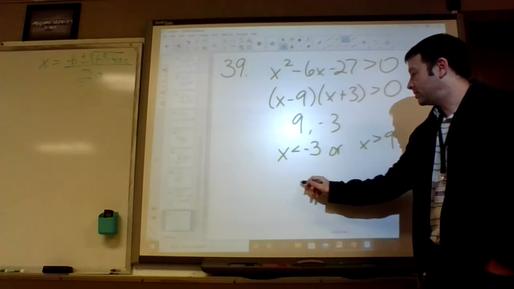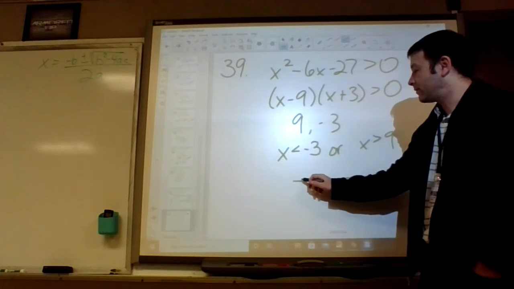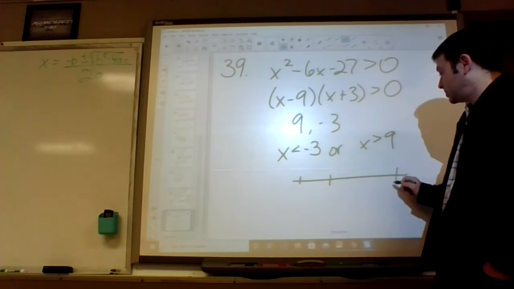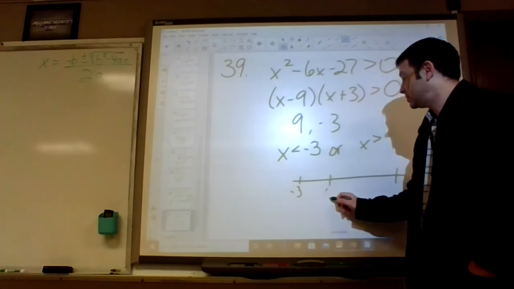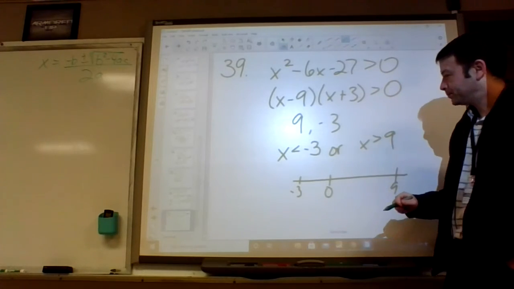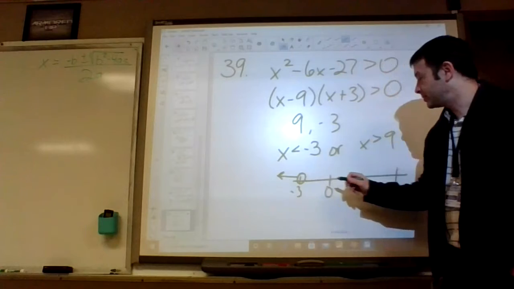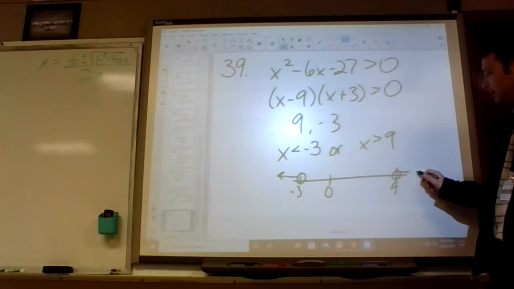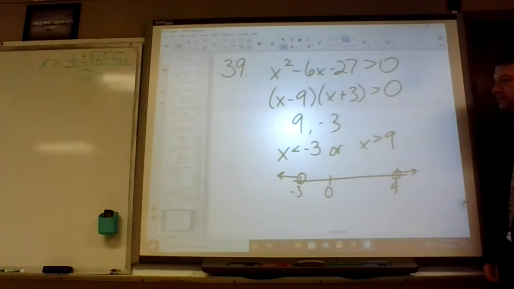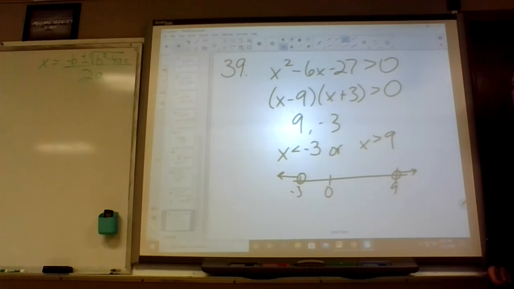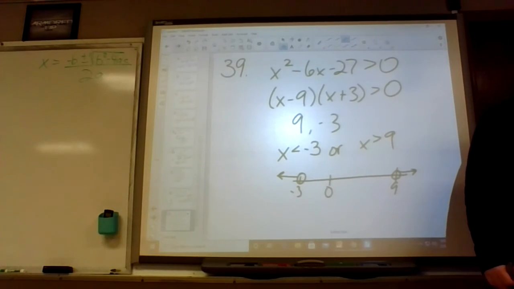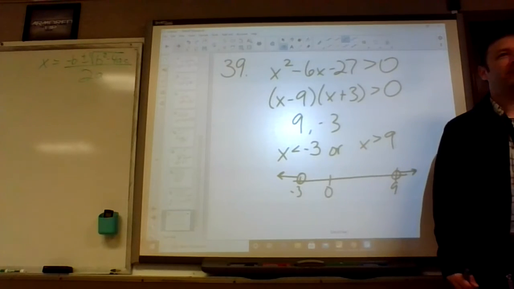And then on our graph, those are far enough apart. Well, let's cheat a little bit here. So that's negative 3, 0, and 9. So less than negative 3, greater than 9. Got about a minute and a half.